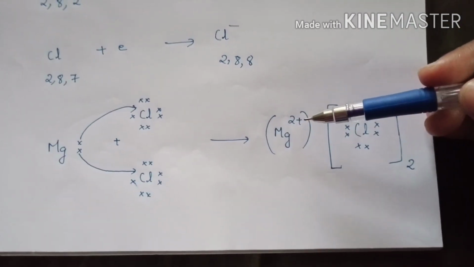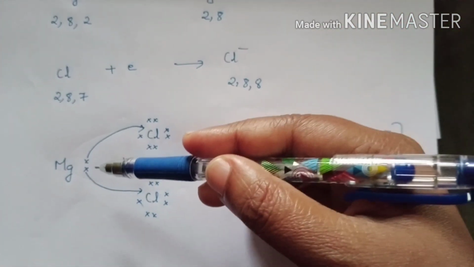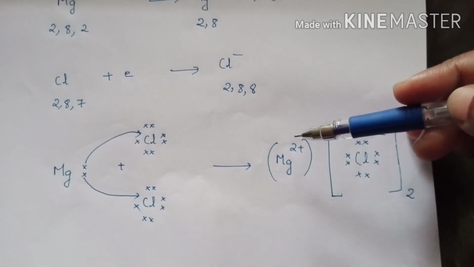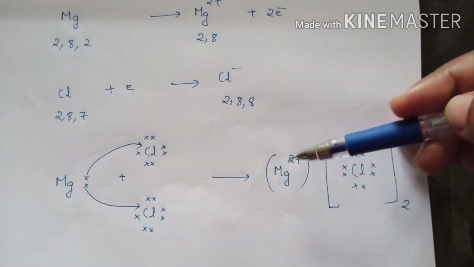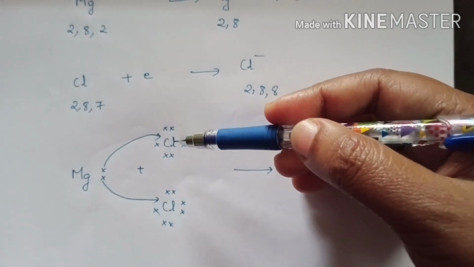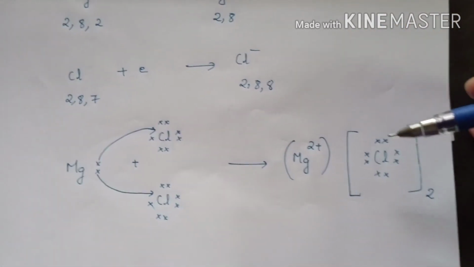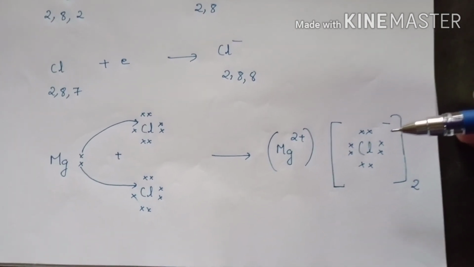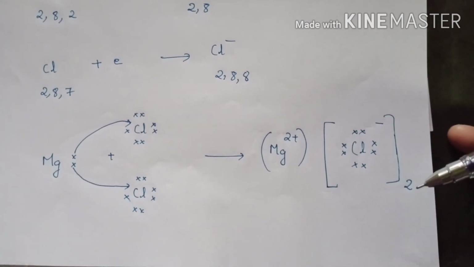Thus, magnesium is converted to Mg2+ ion. Since magnesium lost 2 electrons, it is converted to Mg2+ ion. The magnitude of the positive charge depends upon the number of electrons lost by that atom. At the same time, each chlorine atom will gain 1 electron from the same magnesium atom. Thus, each chlorine atom is converted to Cl- ion and it can be represented like this, Cl- twice.